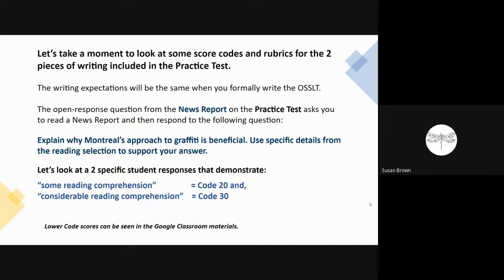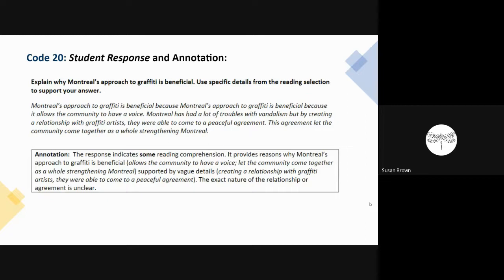Let's look at 2 specific student responses that demonstrate a code 20, which is some reading comprehension, and a code 30, considerable reading comprehension. Lower score codes can be seen in the Google Classroom materials. Here's a code 20. Take a moment to read the student response.